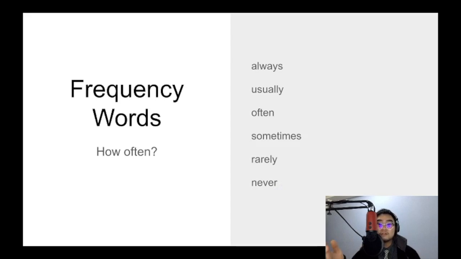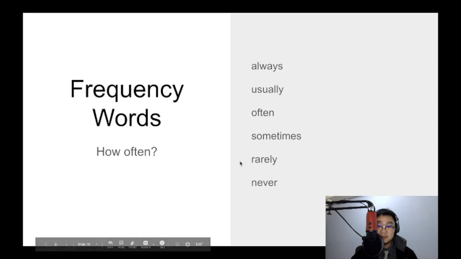We often use frequency words for simple present as well. Frequency words help us to understand how frequent something happens, how often something happens. So we have always, usually, often, sometimes, rarely, and never. Always, of course, is 100%, and never is 0.